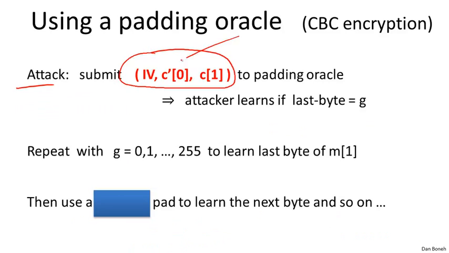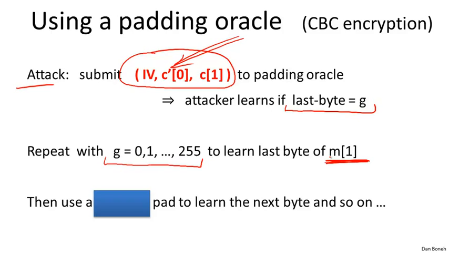You notice he only modifies the second block of the ciphertext. We send this to the padding oracle, and based on its result, we learn whether the last byte is equal to G or not. Now we can simply repeat this again and again for G from 0 to 255. This requires 256 chosen ciphertext queries. Actually, on average we'll only have to do 128 chosen ciphertext queries until we find the right G, and then we learn the last byte of M1.